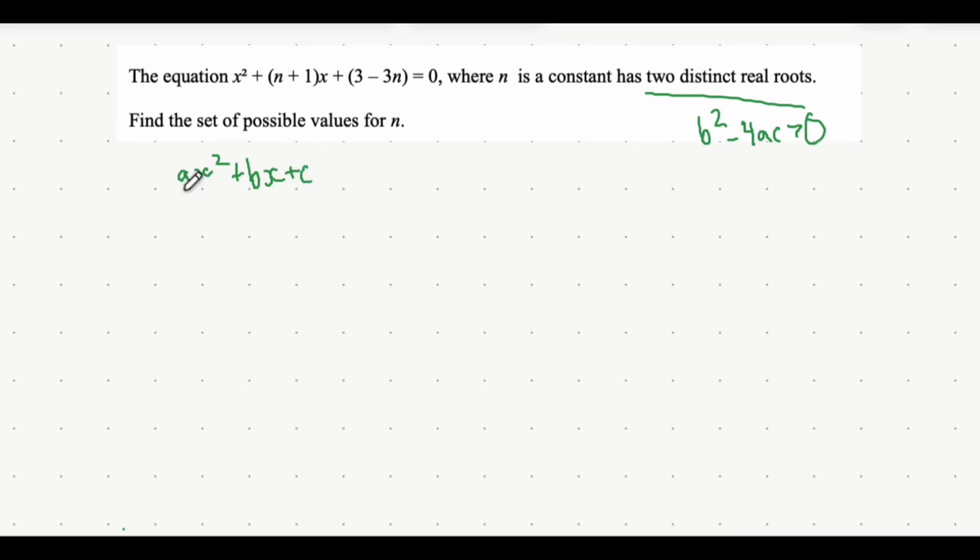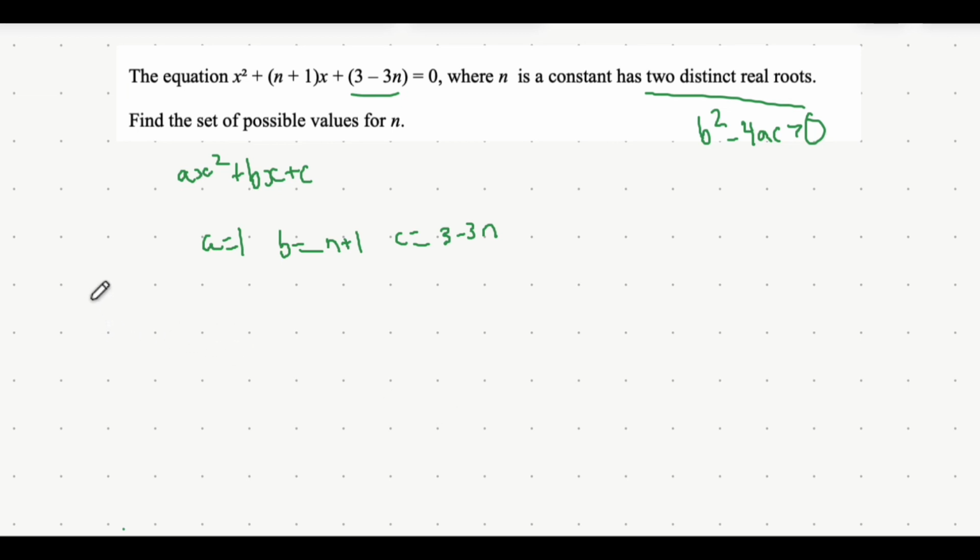We also know all quadratics are in the form ax squared plus bx plus c, where a is the coefficient of x squared, so it's the number before x squared. In this case, that's 1. b is the coefficient of x, which is n plus 1. And c is just that last term at the end, which is 3 minus 3n. Once we have values of a, b, and c, we can put them into the discriminant and set that as being larger than 0, and then solve the inequality that comes from there.